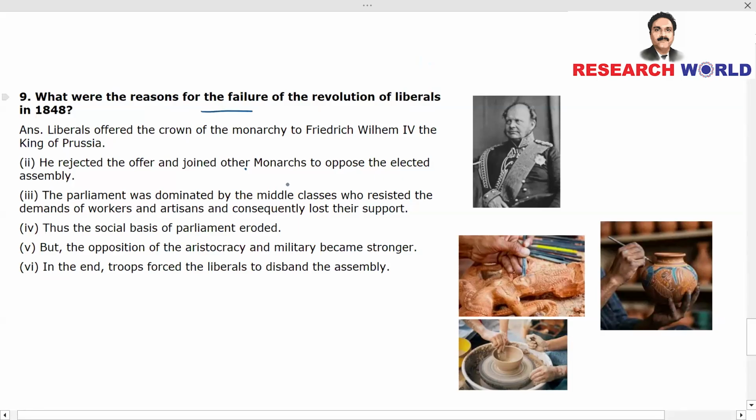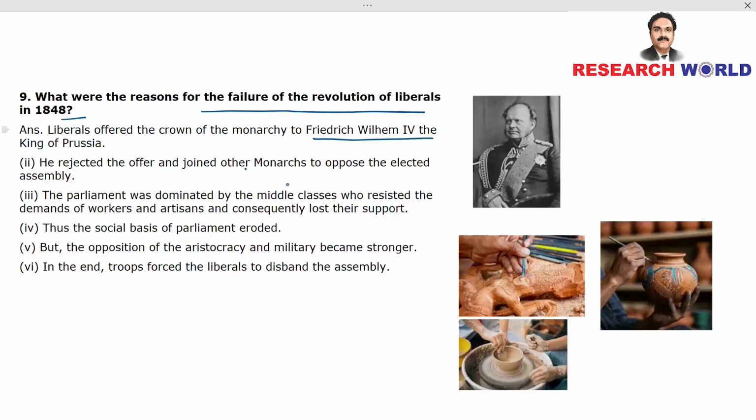What were the reasons for the failure of the revolution of liberals in 1848? Liberals offered the crown of the monarchy to Frederick William IV, the King of Prussia. This is something which we have discussed in question number 8. And he rejected the offer and joined other monarchs to oppose the elected assembly. Okay, that is the German National Assembly.